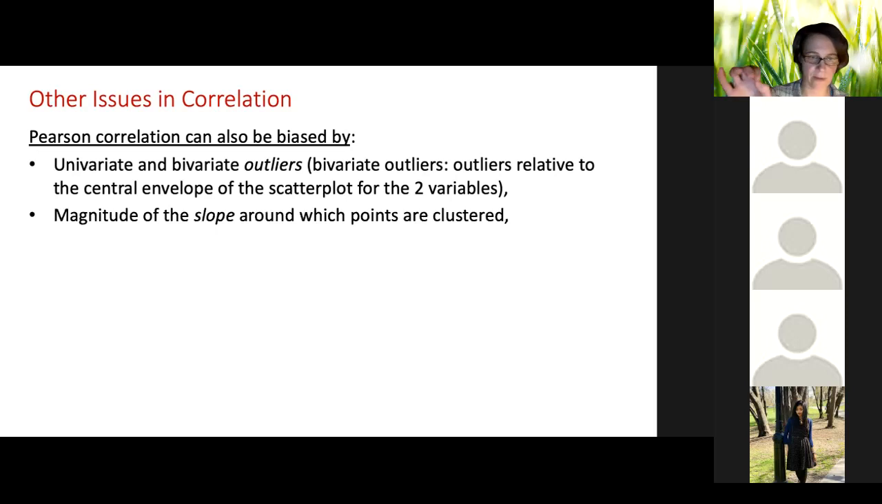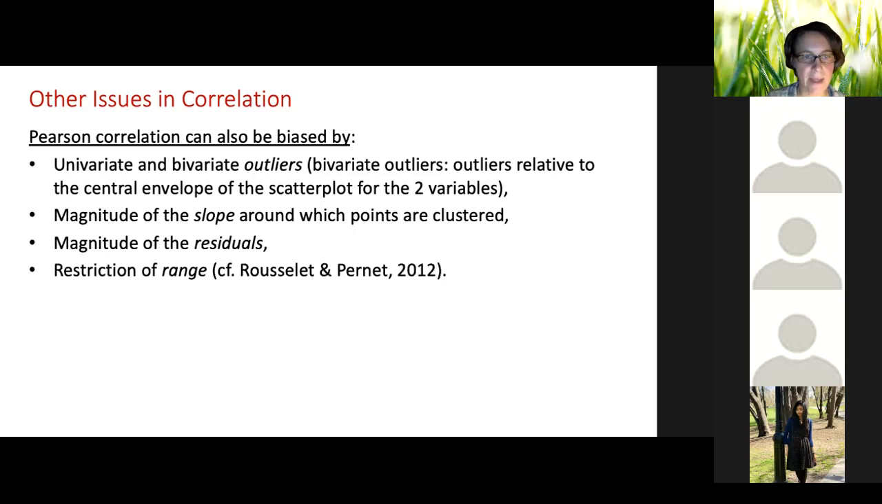If we plot one variable on the x-axis and the other variable on the y-axis, the correlation is also influenced by the magnitude of the slope around which the points are clustered. It is influenced by the magnitude of the residuals, right? So how much the individual data points deviate from the straight line that is used to describe the relationship, and it is influenced by the restriction of range.